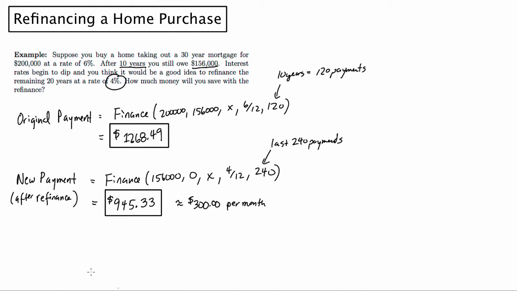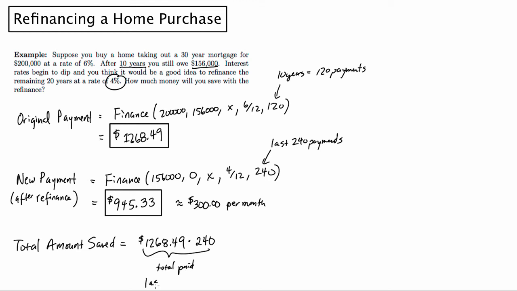Okay, well, the question asked, what is the total amount saved? So how much money did you save by doing this? Well, the best way to go about calculating this is to suppose that the refinance never happened. If the refinance had never happened, you would have taken that $1,268.49 and you would have kept paying it. You would have paid it for another 240 months. So this is the total paid over the last 20 years without the refinance.